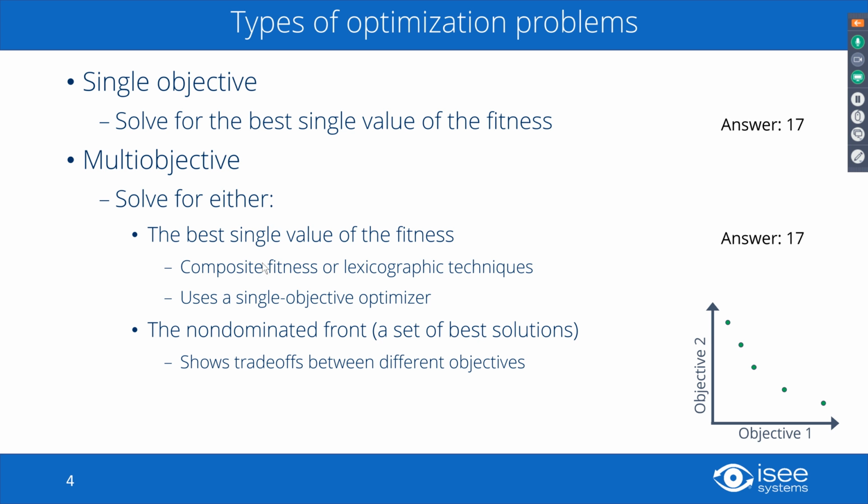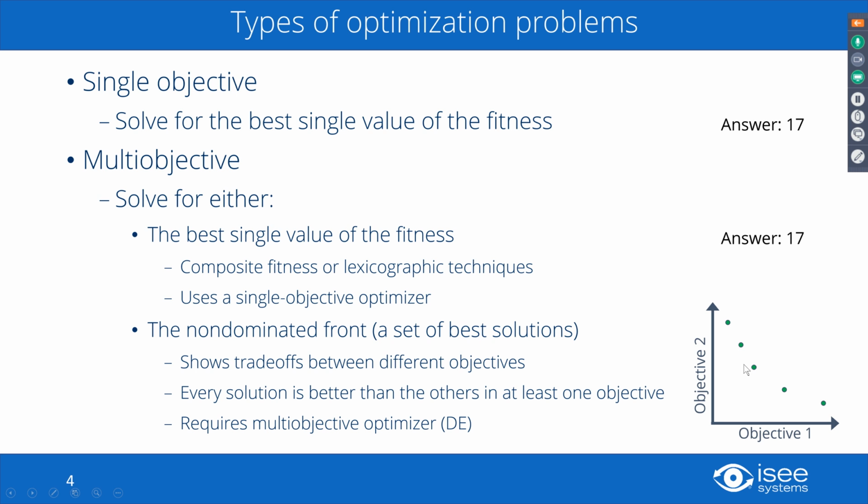Or you use a true multi-objective optimizer that will give you the non-dominated front, which is our set of best solutions along this line. Over on the right here, I have two objectives, and these show the trade-offs between these objectives. As I move from the left to the right, objective 2 goes down while objective 1 goes up. So there are trade-offs there, and we can pick what's best for our situation. The definition of the non-dominated front is that every solution on here is better than the others in at least one objective. That's it, just one objective. And you need a multi-objective optimizer such as differential evolution.